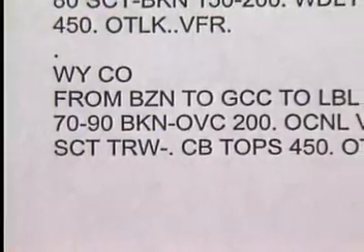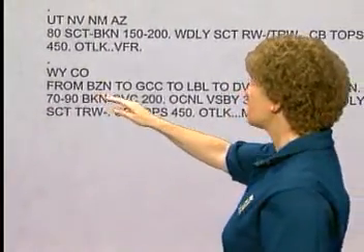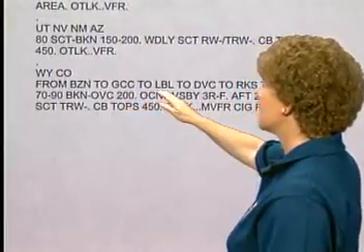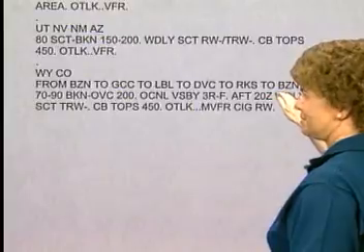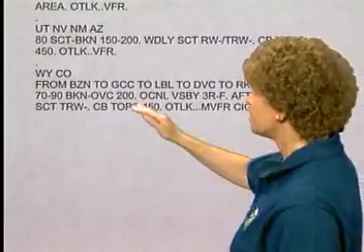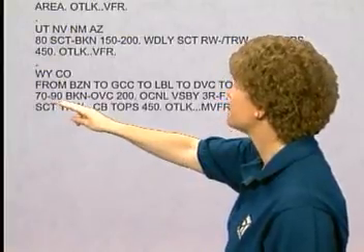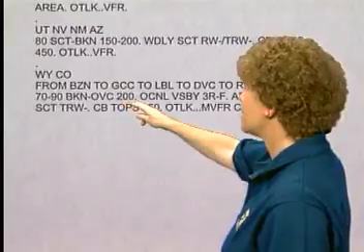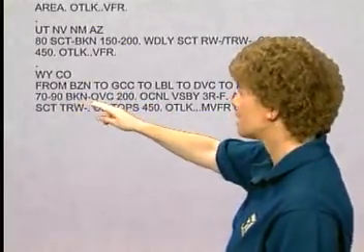Now, the exact area of coverage of this segment goes from Bozeman, Montana, to Gillette, Wyoming, to Liberal, Kansas, to Dove Creek, Colorado, to Rock Springs, Wyoming, and back to Bozeman. Notice here that since they're getting more specific, they're using 3-letter identifiers. Now, the base of the broken to overcast layer of clouds is 7,000 to 9,000 feet MSL, and the tops are shown here as 20,000 feet. You know they're the tops because they come after the symbols for the cloud layers.